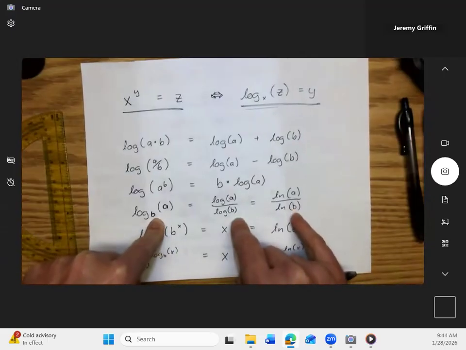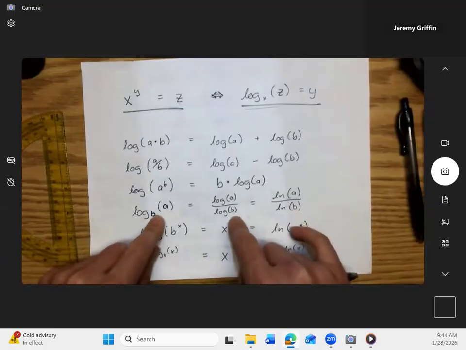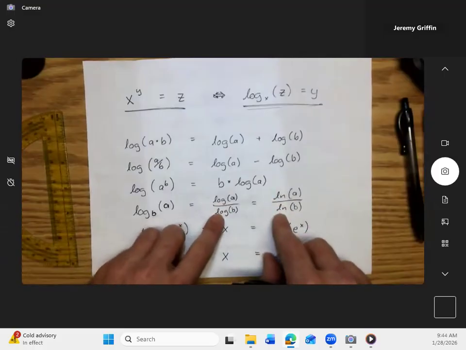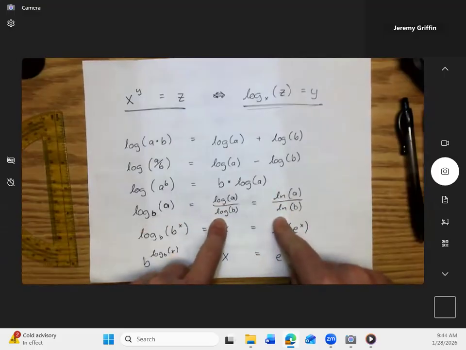This was really handy yesterday. We used this a few times. It would be log a over log b, or natural log a over natural log b, as long as the bases match. Base 10, base 10, base e, base e. Those are the only two logs your calculator knows.